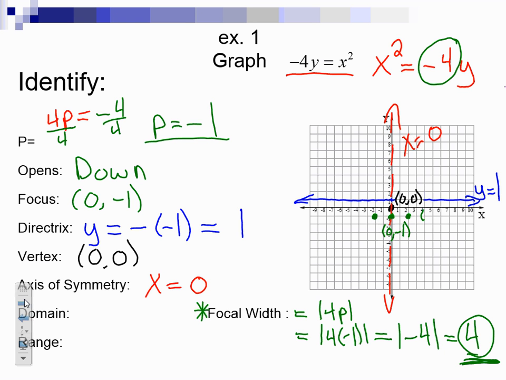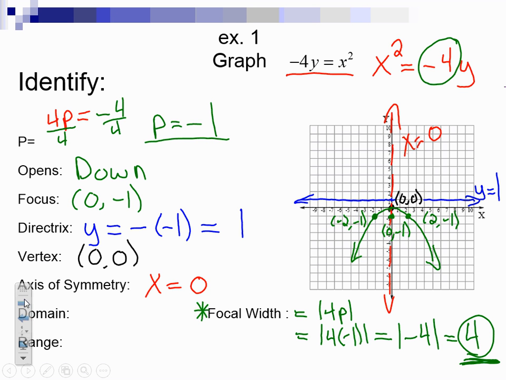So this one's going to be 2, 4. This one's going to be 2, -1. And this one's going to be -2, -1. And we're just going to connect those and make our parabola. Now, we have to label everything we put on our graph, you guys. So it's going to be labeled like crazy, things all over the place.